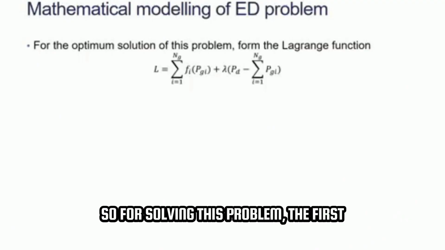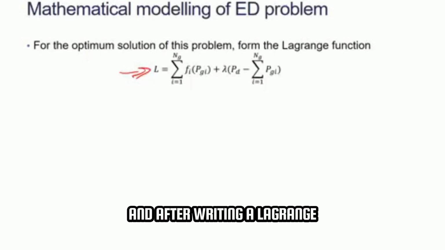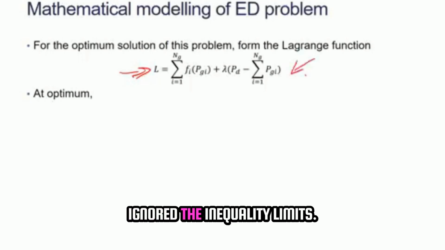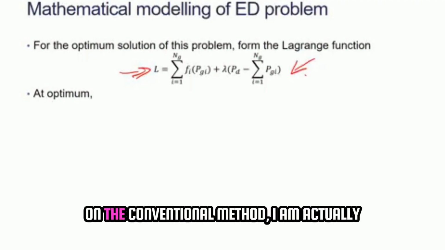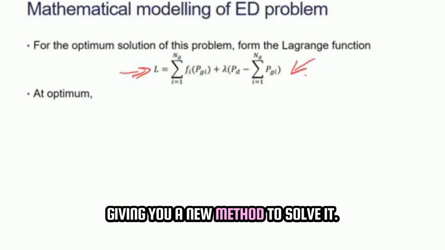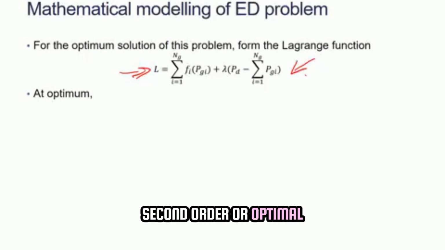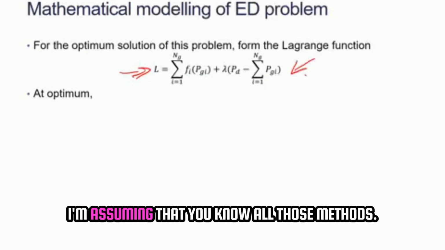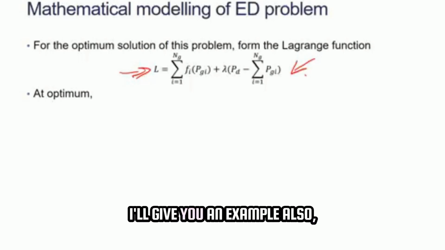For solving this problem, the first step is to write a Lagrange function. Just observe that I have ignored the inequality limits. You can also add them, because I'm not solving it based on the conventional method. I'm giving you a new method to solve it. You can anyway use Newton's first order method, Newton's second order, or the interior point method to solve these problems. I'm not going into that because I'm assuming that you know all those methods and have solved the tutorial, so I'm sure that you can solve the problem. I'll give you an example also so you can try it out on your own.